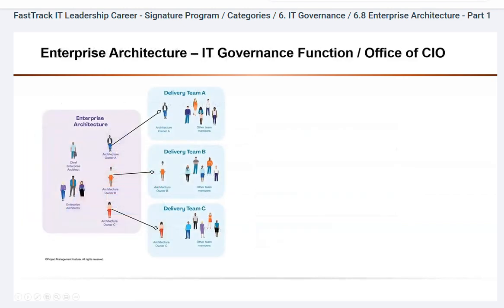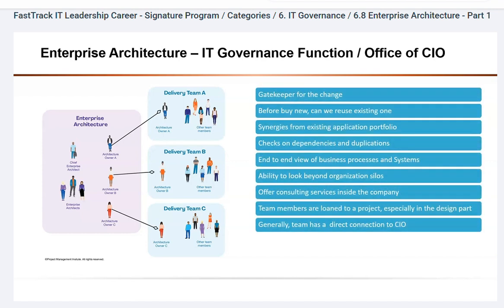Now, enterprise architecture in companies can be an IT governance function, or it can be part of the office of the CIO, the OCIO as they call it, because they need to maintain this close connection with the CIO as well. So this enterprise architecture team has a chief enterprise architect and maybe enterprise architects for individual domain experts, and they support other project teams, either on-demand or they maintain an oversight.